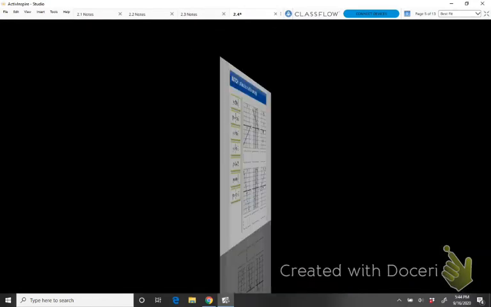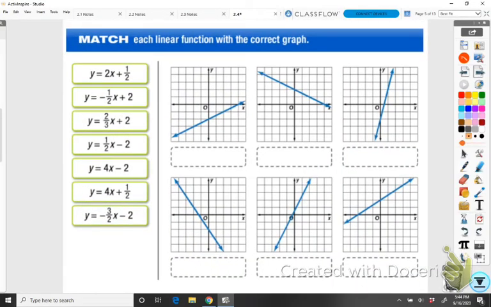We're going to match up the lines with the equations in the choices on the left. You can see some of the y-intercepts are at the end. It's either a half, positive 2, or negative 2. So that's something to look for first. You have some positive or negative m's, so we're just going to have to figure out which one goes where.